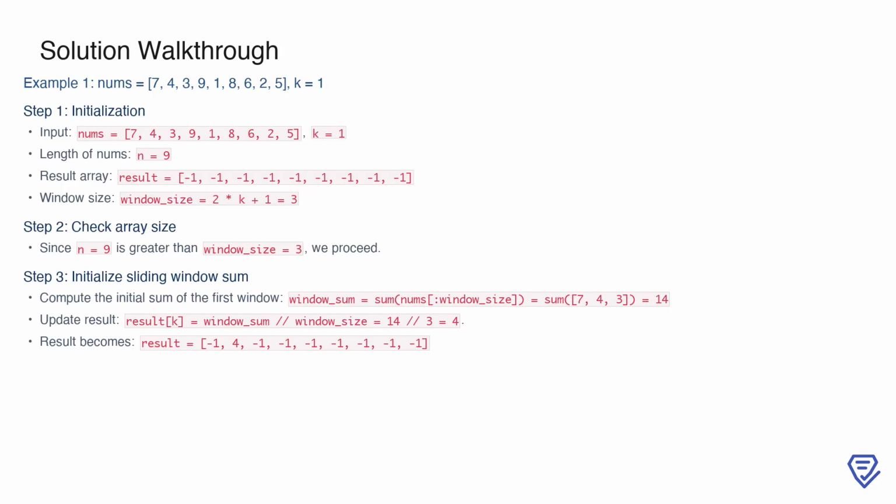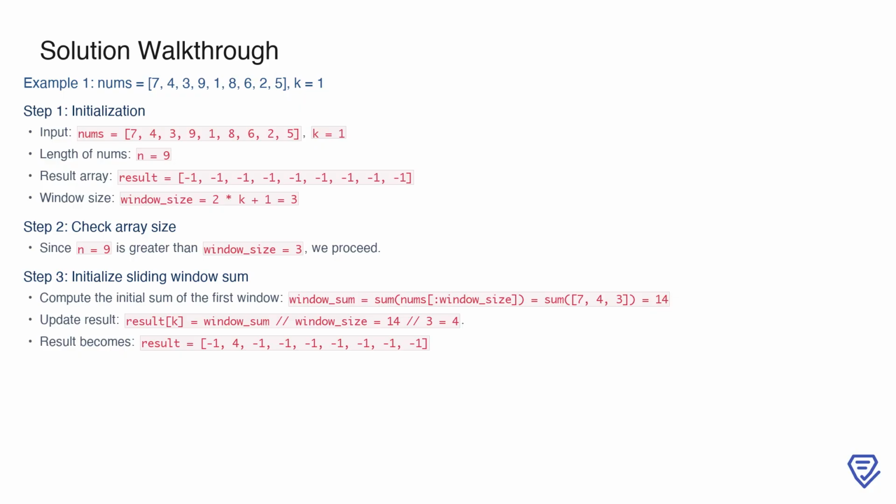To begin solving this problem, we first initialize our variables. We're given the input array nums equals 7, 4, 3, 9, 1, 8, 6, 2, 5, and k equals 1. The length of the array is n equals 9. Next, we create a result array initialized with -1 for all indices, representing positions where we won't calculate an average. The size of the sliding window is determined by 2*k plus 1, which in this case is 3. With these initializations, we check if the array length, n, is greater than or equal to the window size. Since n equals 9 is greater than 3, we can proceed.